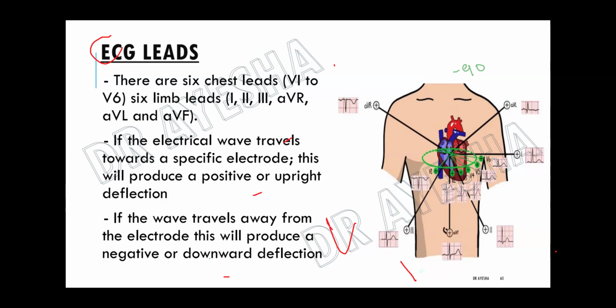So what I told you, number one people means right people. So if only the right axis is deviated, then in lead 1 the changes will be there. AVF will remain the same.